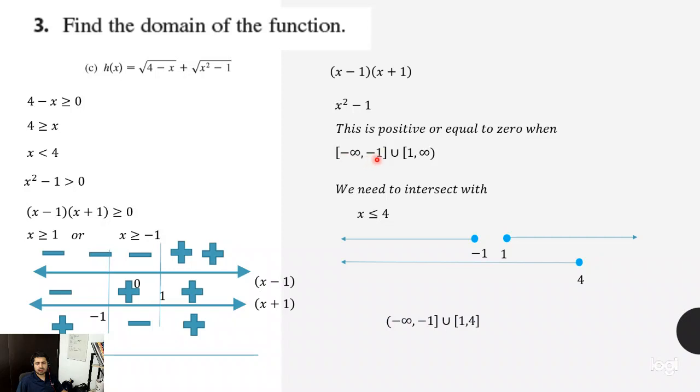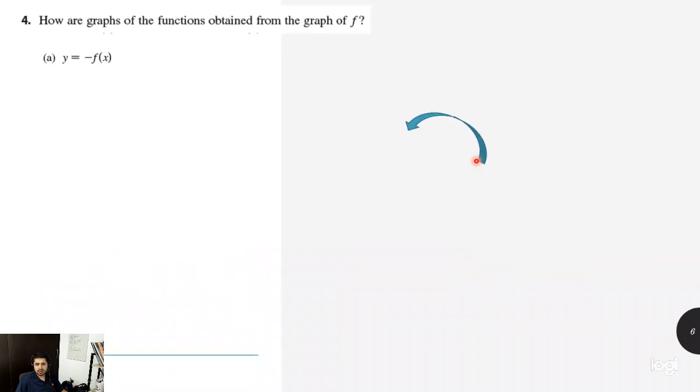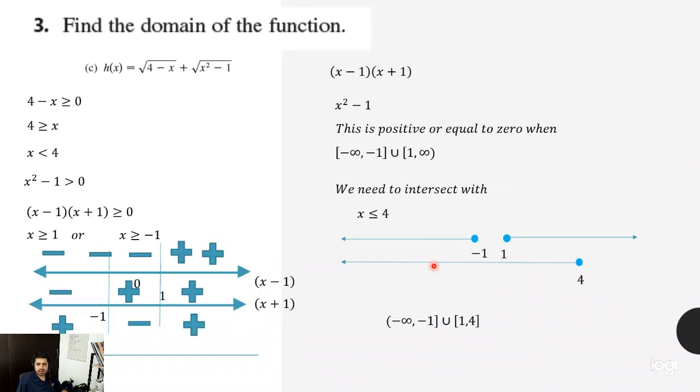Minus infinity to minus 1 and 1 to infinity. This one is closed. And then when we intersect that, what do we get? We get that from minus infinity to minus 1, we can replace any number into this, and you will get positive here, and you will get positive here. So this is possible. And the other one from 1 to 4, this is determining this domain.